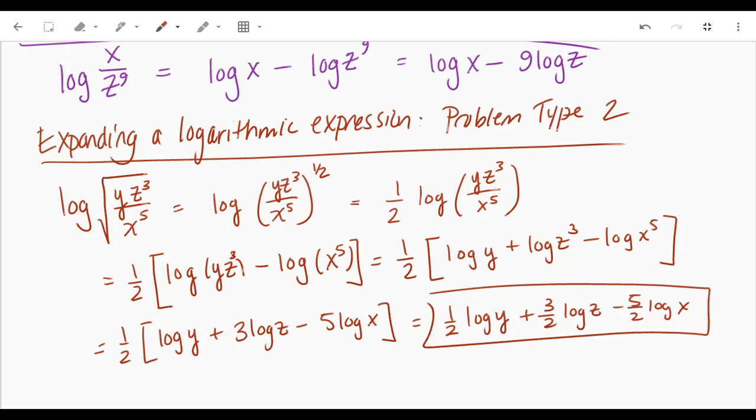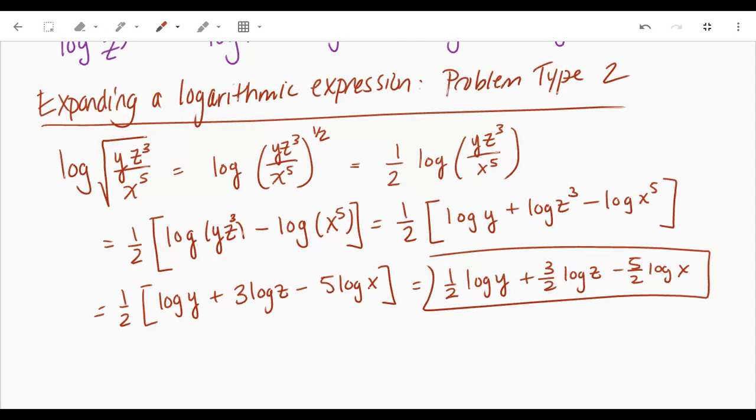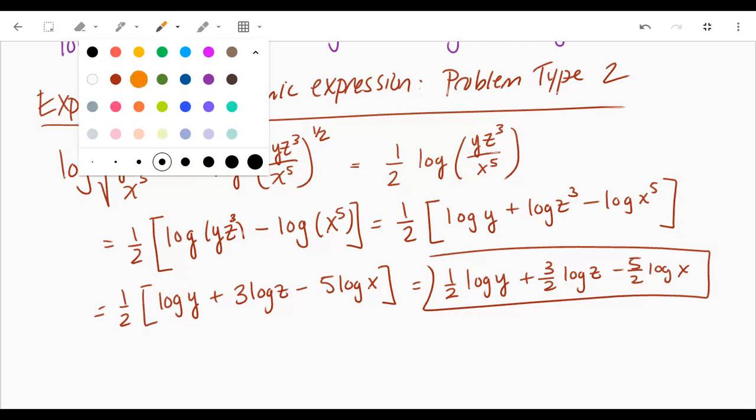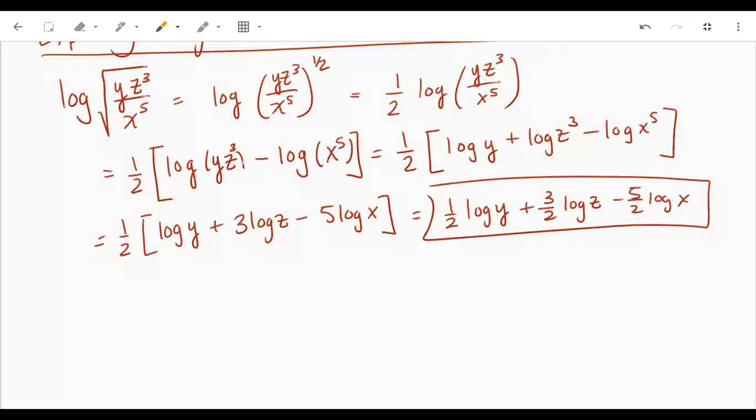Okay, we'll do another one in this one. So the next one we have is the log of x to the fifth over the cube root y squared z. There's a lot going on here, so be careful with all the steps you're taking.